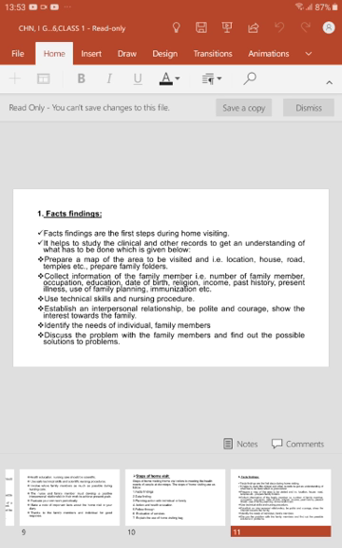Okay, then identify the needs of the individuals and the family members, discuss the problem with the family members, and find out the possible solution for problem solving. Once you have collected the data, we can understand the current situation and the past histories. With the help of that, we can understand the needs of the individuals in the family.